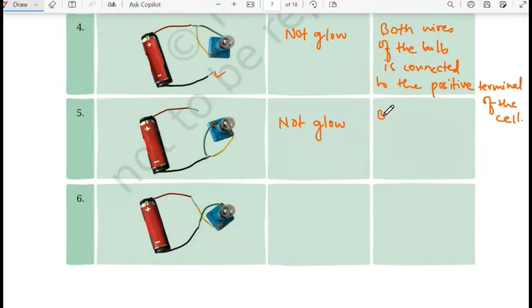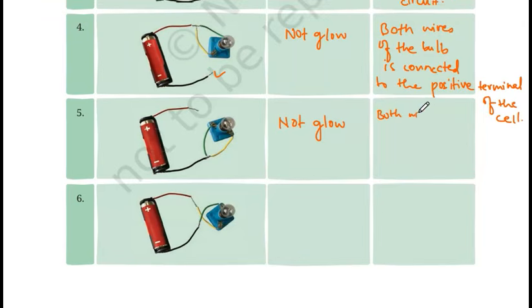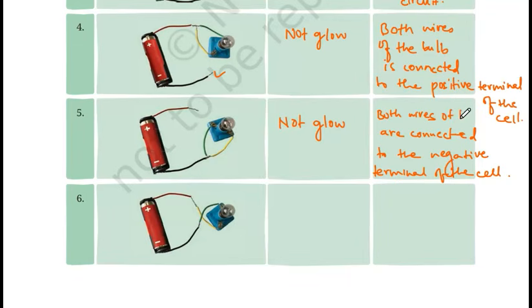Okay, so both wires are connected to the negative terminal of the cell. All right, both wires of what? Of the bulb.